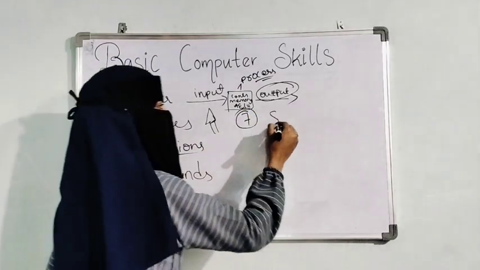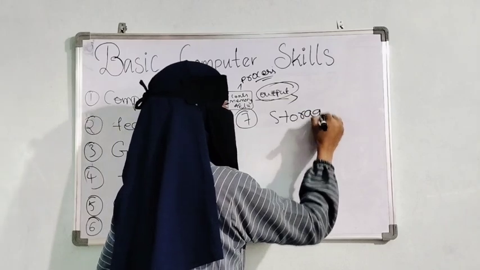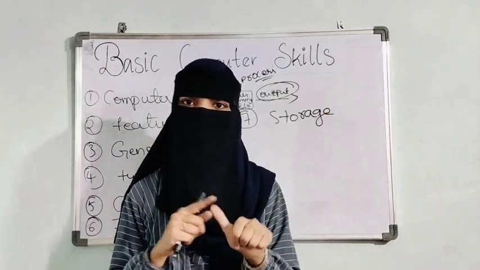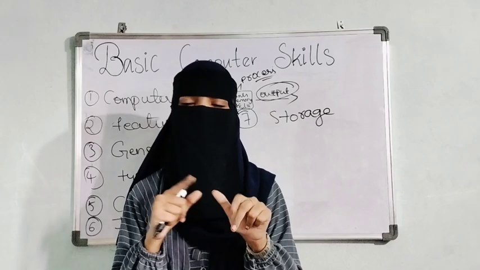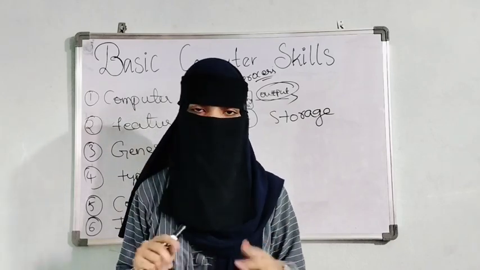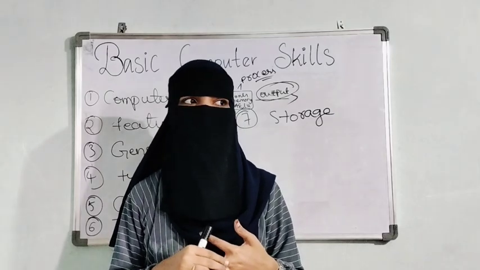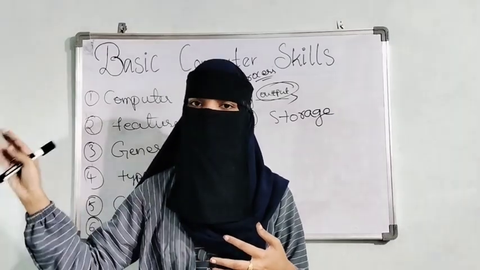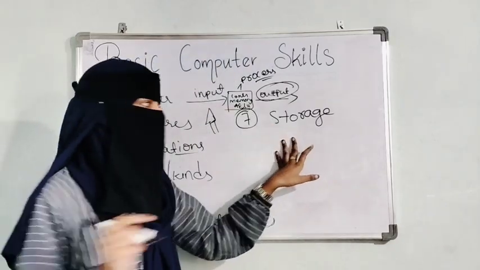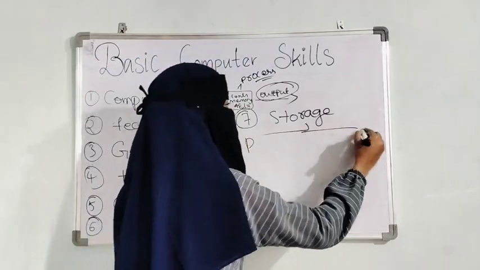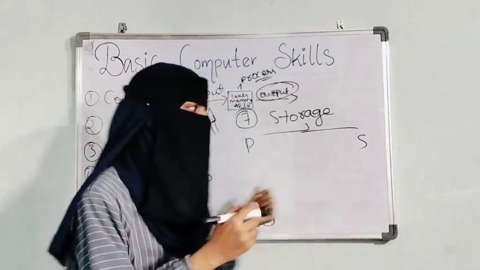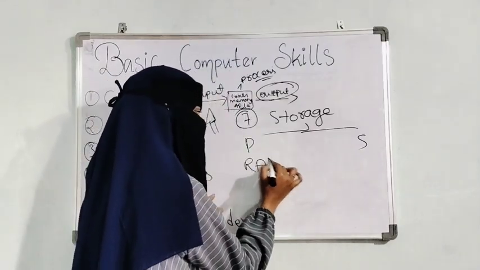Next we have storage. In storage, we have two types: primary storage and secondary storage. Primary storage is the storage which is already present in the computer, inbuilt, so we need not take it separately. In this primary storage we will have RAM and ROM.